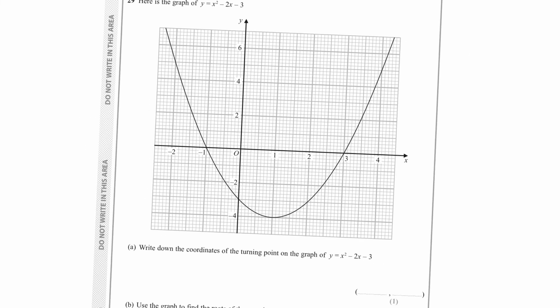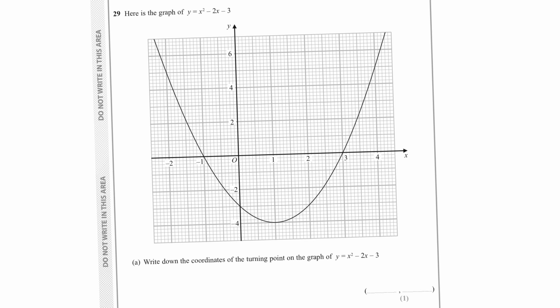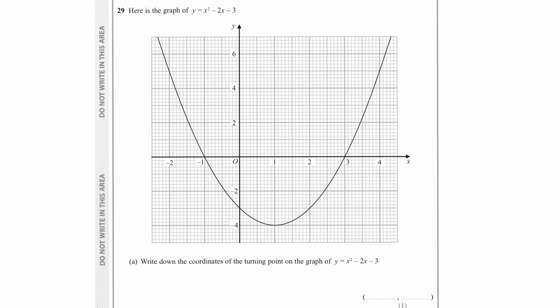And last question of this paper. So it's given us the graph of y is equal to x squared minus 2x minus 3. It wants us to write down the coordinates of the turning point. So your turning point is always that part of the curve where things turn around, essentially. So it's that point there. So the coordinates of that point are: x is 1, y is minus 4. Because remember, whenever you're writing coordinates, it's x, then y.